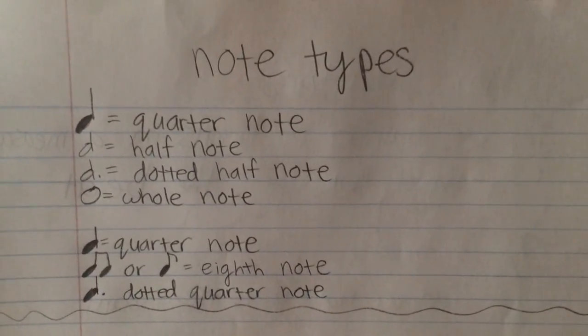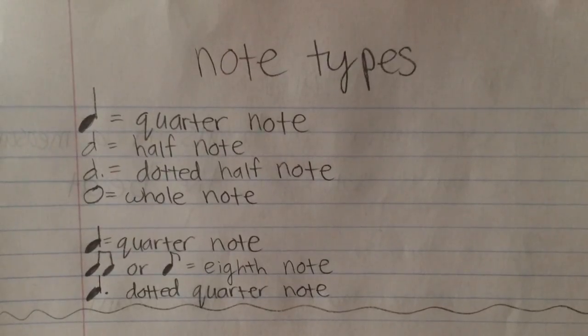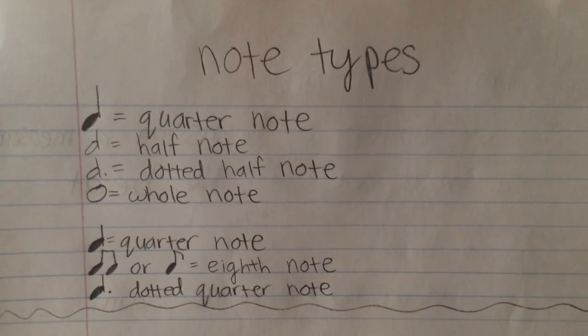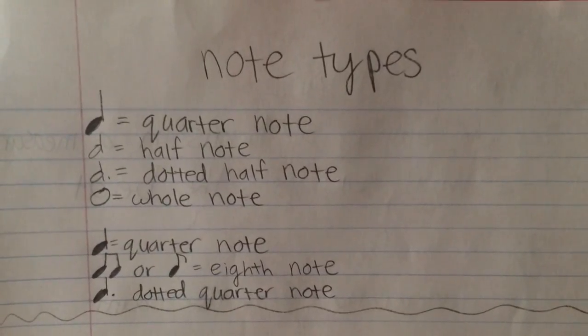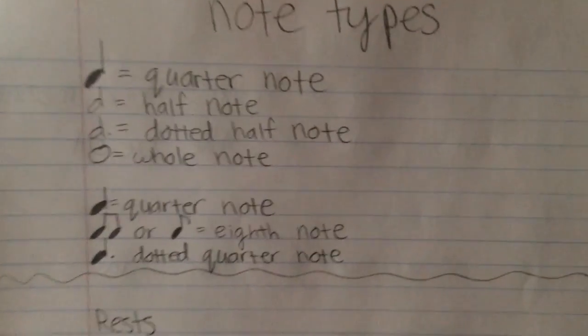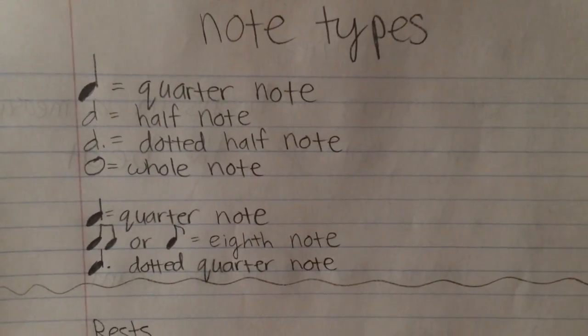So here are our main note types that we are going to be talking about. The one on the very top of the list is called a quarter note, and you are going to see a lot of these, so this is the most important note to remember. A quarter note usually gets one count, and we base all of our other notes off of how many times they can fit into a quarter note or how many times they divide a quarter note. So if you remember a quarter note is one count, you're going to be well on your way to figuring the rest of this out.